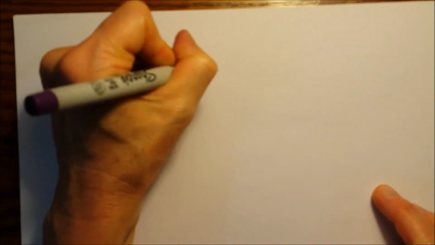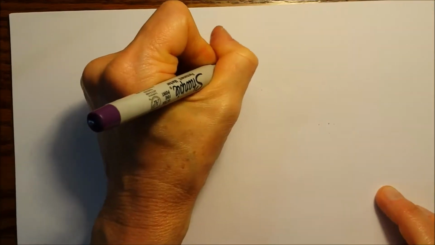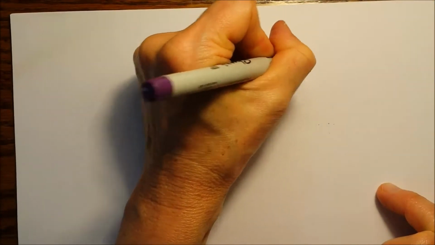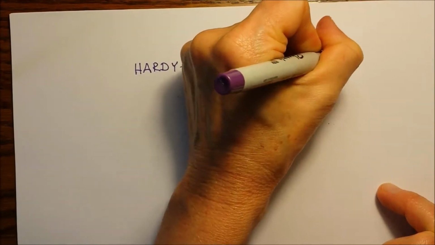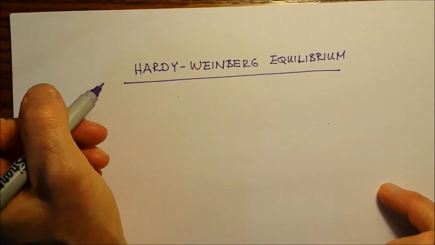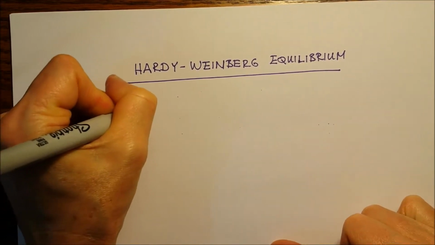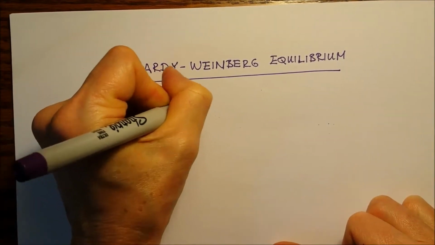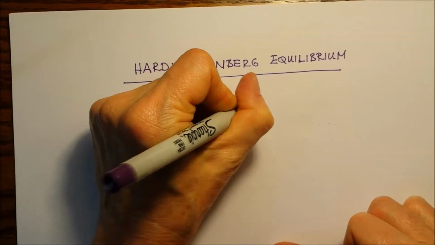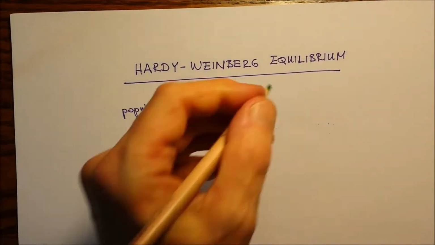This video is about the Hardy-Weinberg equilibrium that we would use in evolution to figure out whether the allele frequency would change in a population. If the allele frequency would change, that means microevolution takes place in that population. Let's assume a population with 50 organisms.